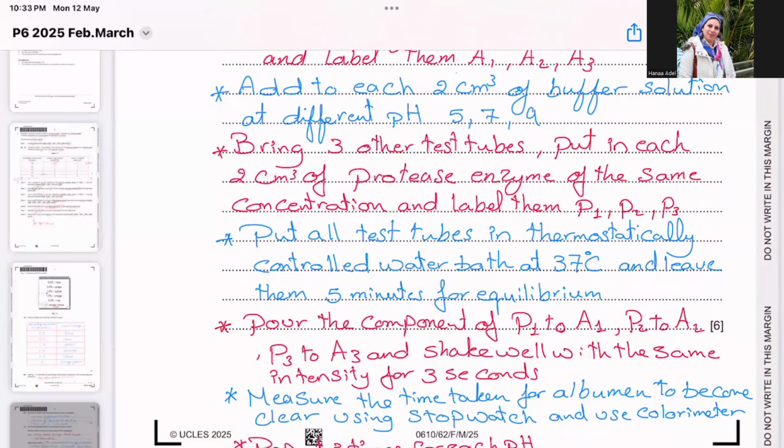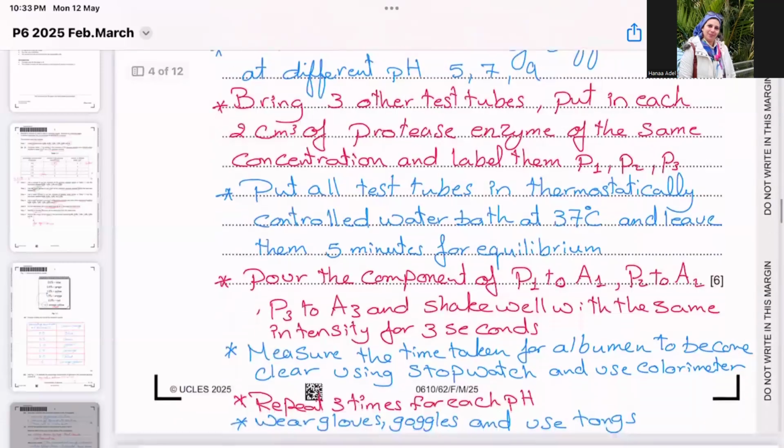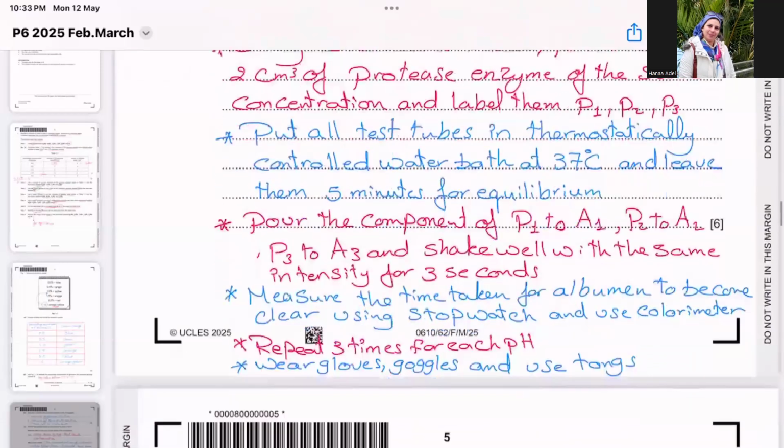After that, we have to repeat this investigation 3 times for each pH. And finally, we have to wear gloves and goggles and use tongs. Gloves and goggles because we use chemicals and enzyme. Why do we need to use tongs? Because we use a thermostatically controlled water bath.